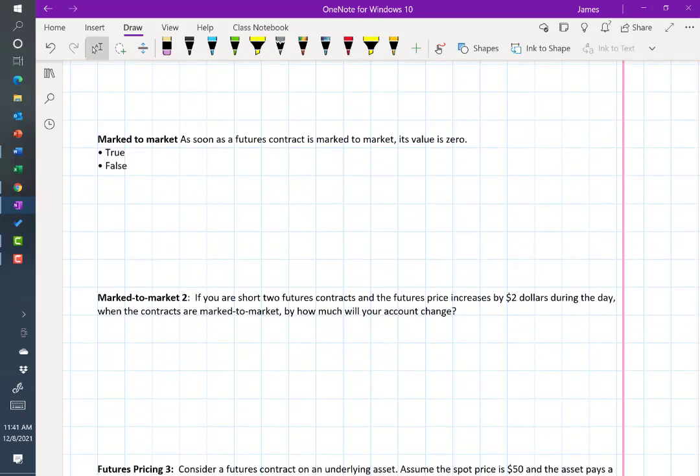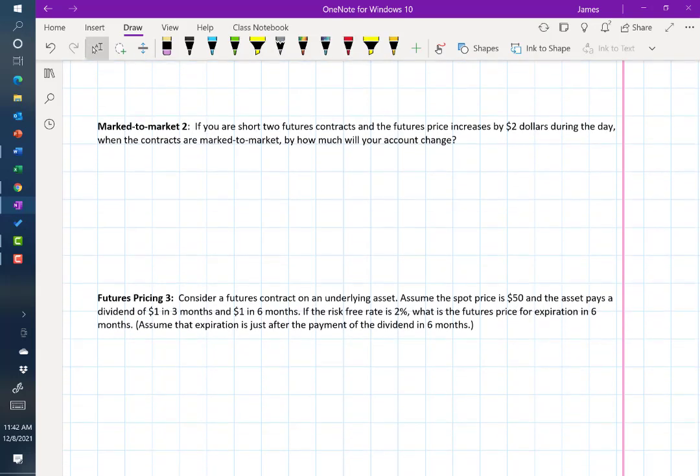All right, next thing, mark to market. As soon as a futures contract is marked to market, its value is 0. Let's remember what the mark to market mechanism is. Mark to market is exactly this notion that at the end of every day, they will settle accounts and adjust the futures price so that the value of the contract is 0. That's in fact exactly what they do. So that is true. And that is the main difference between a forward contract and a futures contract, is the marking to market. Let's go a little bit further into the marking to market.